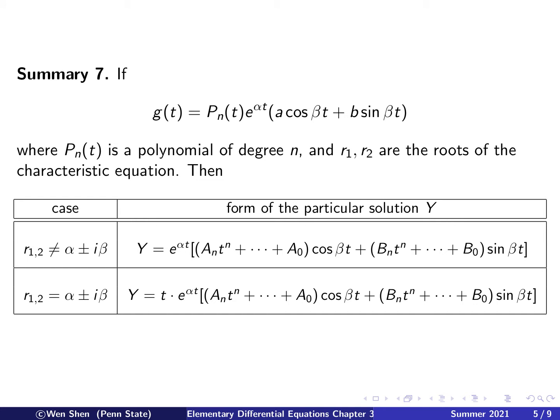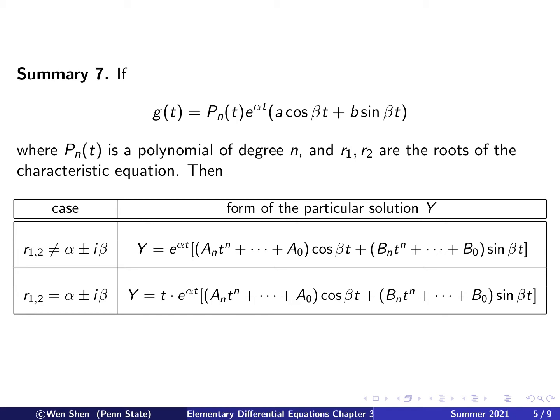Here is summary 7. The source term takes the following form. g of t is a polynomial Pn of degree n times e to the alpha t times a cosine beta t plus b sine beta t, where a and b are just two constants. So the coefficient in front of t is beta for both sine and cosine. And again, r1, r2 are the roots of the characteristic equation.